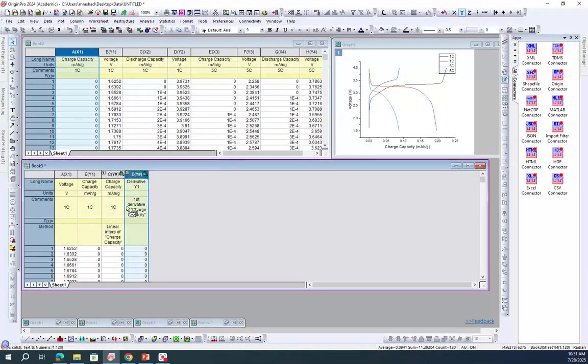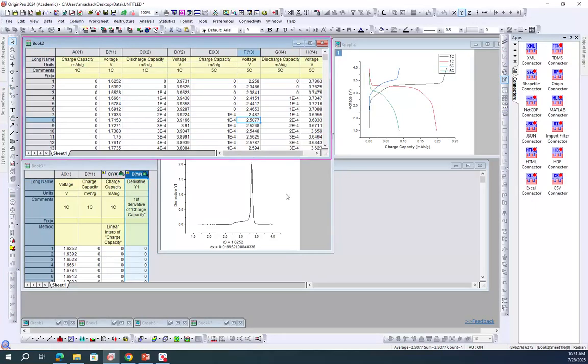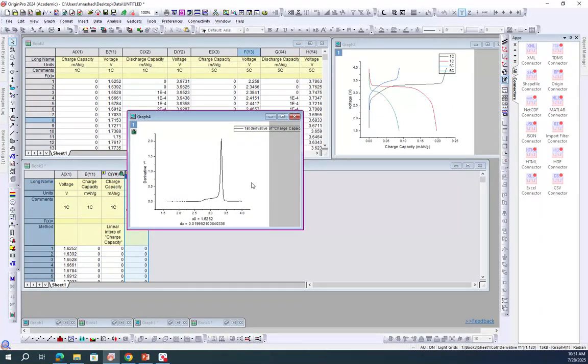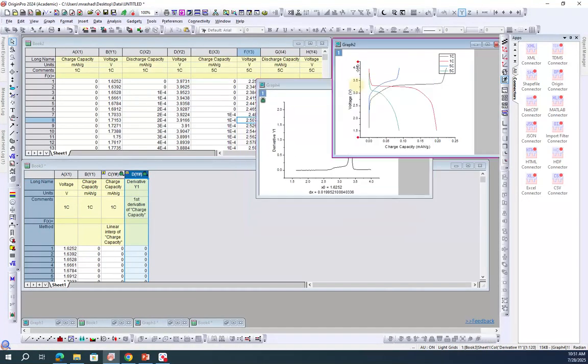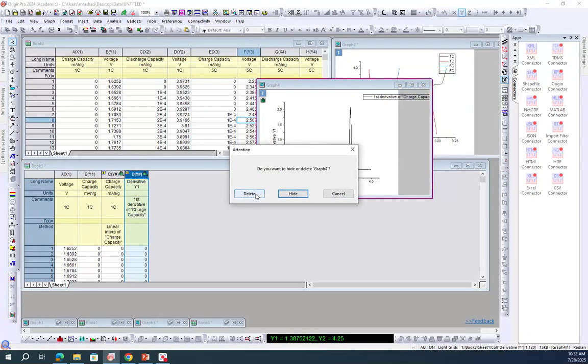Let's see how it looks. This is dQ over dV versus voltage. Yeah, it's much better. So you can play with the values instead of auto to get a very uniform curve. So let's delete this. I will redraw it again.